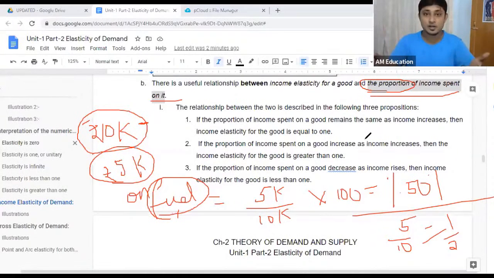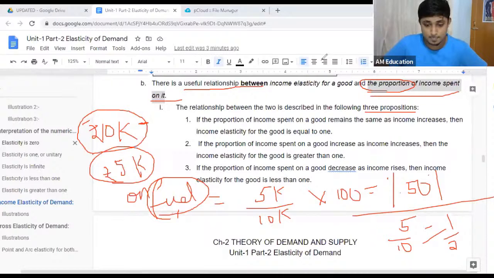Now let's do something else. So he's telling us there's a useful relationship between two items: the income elasticity of that product and the proportion of income spent on that product. Clear, all of you? Clear. Now what is this saying? The relationship between the two is described in the following three propositions.